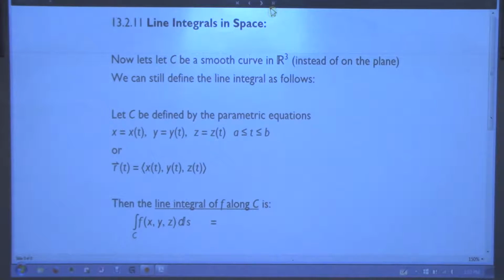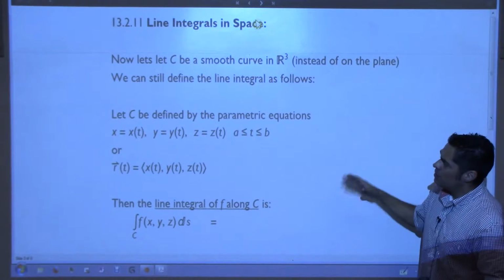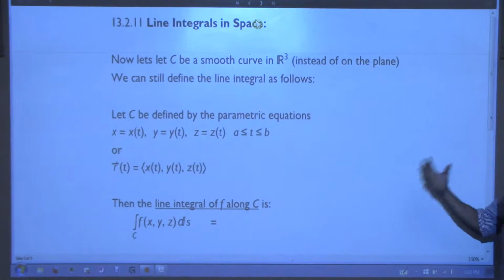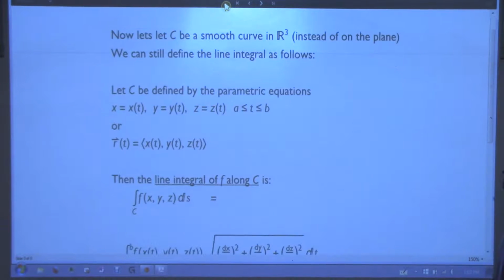And then I said today what we would do is we would extend this concept, but now our curve C, instead of it living in two-dimensional space, we're going to let that curve live in three-dimensional space. And we can still define a line integral the same way that we did in 2D, in 3D, but we just can't visualize it. So let's say we have a curve C that is defined with a set of parametric equations. So we're going to have one additional piece to this, and that's we're going to have a Z equation.